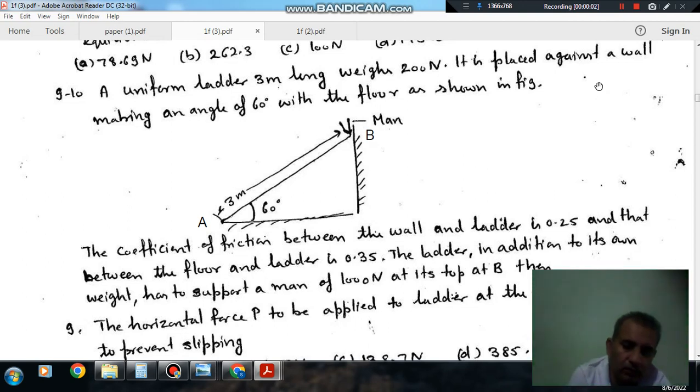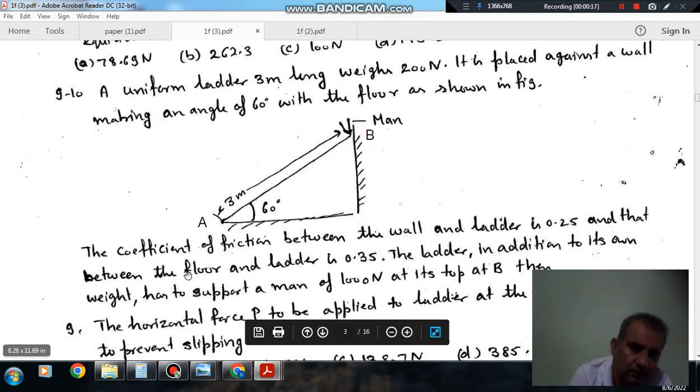Hello, welcome again. We are solving some questions of applied mechanics. The topic is friction. Questions number 9 and 10 carry a common statement. The statement is: a uniform ladder 3 meters long weighs 200 Newton. It is placed against a wall making an angle of 60 degrees with the floor, as shown in the figure. The coefficient of friction between wall and ladder is 0.25 and that between floor and ladder is 0.35.